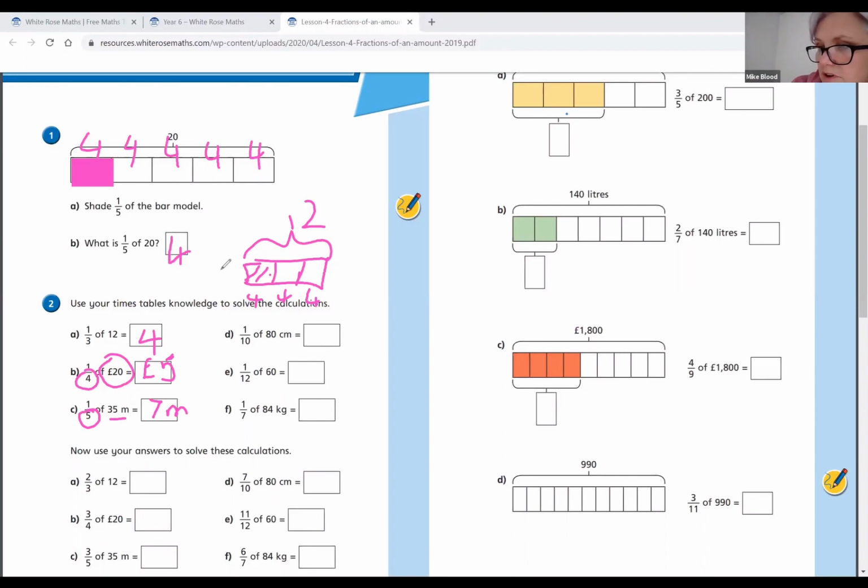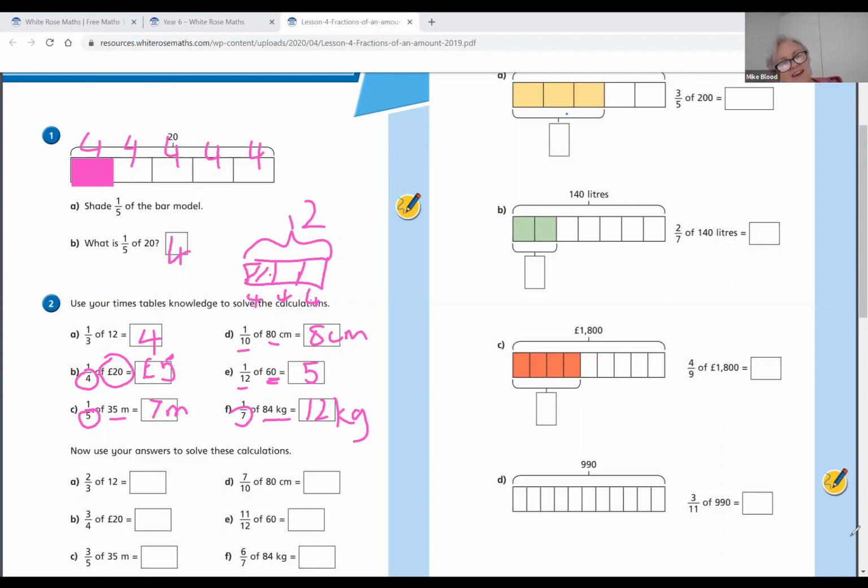Hopefully you've all remembered to put on the unit of measure. 1/10 of 80 centimeters. I'm sure you know by now you've got the 80. Divide it by 10, you've got 8. 1/12 of 60. You've got 60. There's no unit of measure this time. We're just going to divide it by the 12 here, and we get 5. And then we've got 84 kilograms. 1/7, divided by the 7, and you get 12. And of course, it's kilograms.